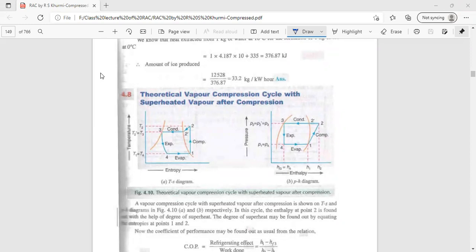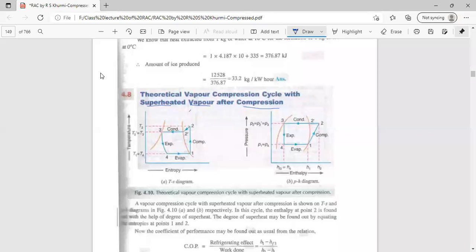Let us go through the vapor compression refrigeration cycle with certain other application, with superheated vapor after the compression itself. What is meant by this type of superheated vapor here? There you see there is a TS diagram and a pressure entropy diagram. What is it saying?